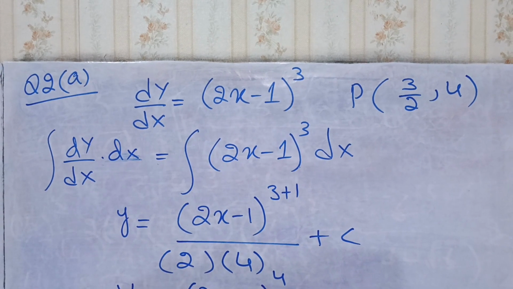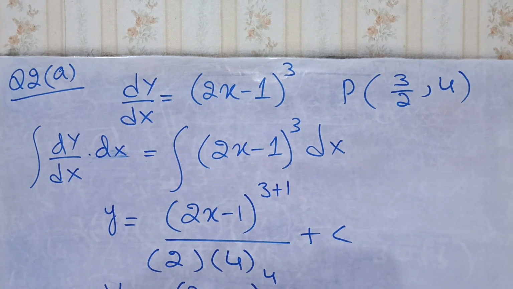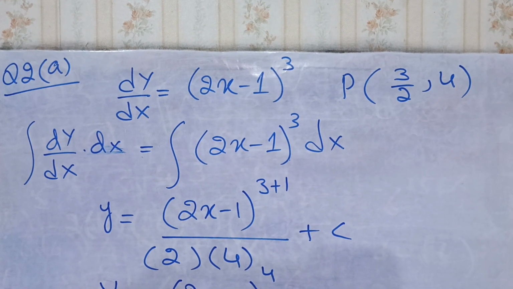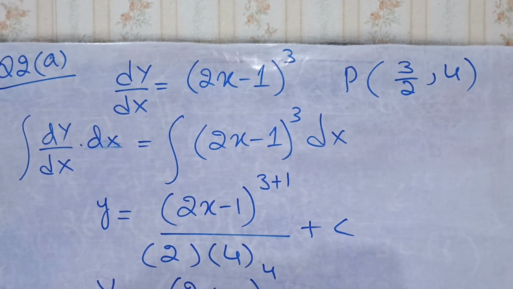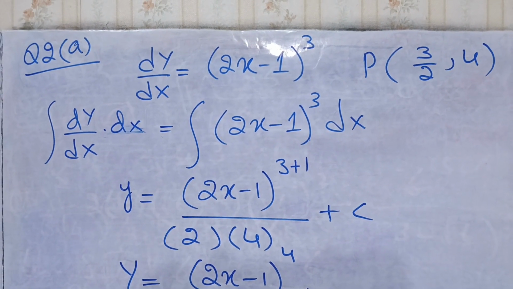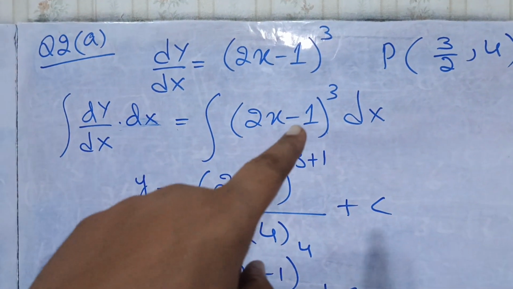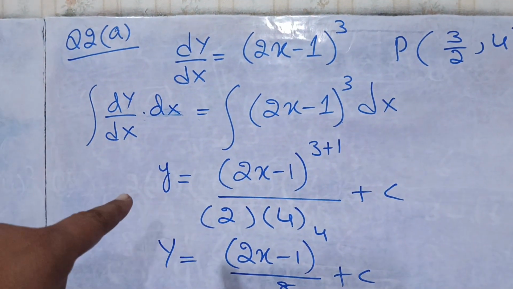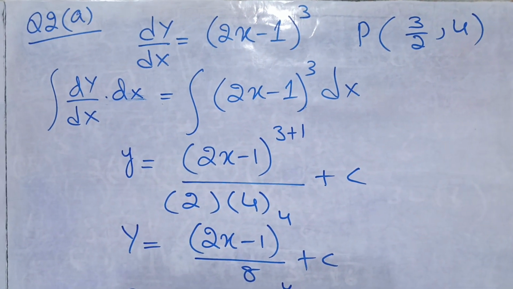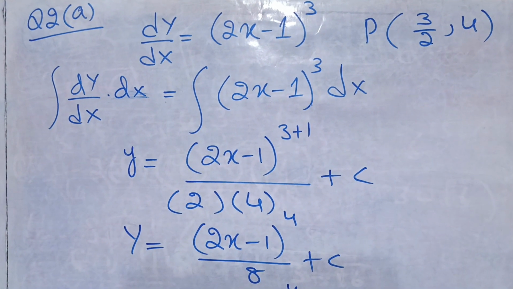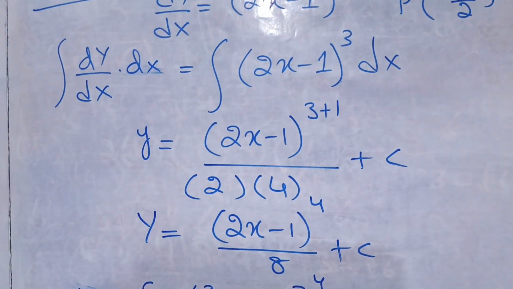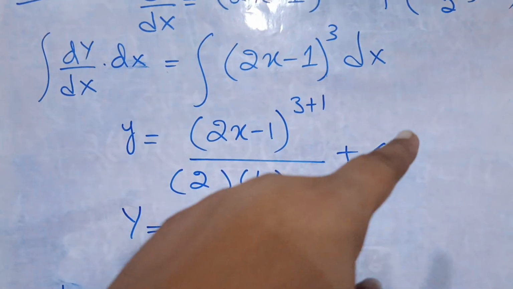It is given that dy by dx is equal to (2x minus 1) whole cubed, and the point on the curve is also given, which is point P. Its coordinates are (3/2, 4). So I will integrate both sides. This side will become y. On this side we will increase the power by 1, and divide by the same number, and the coefficient of x will also come downstairs, plus c.